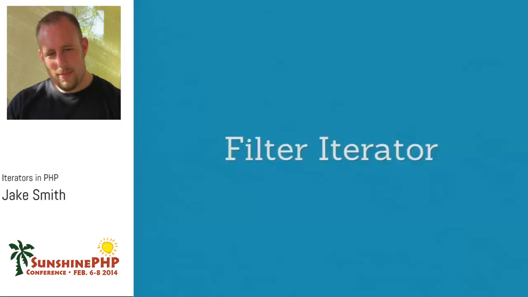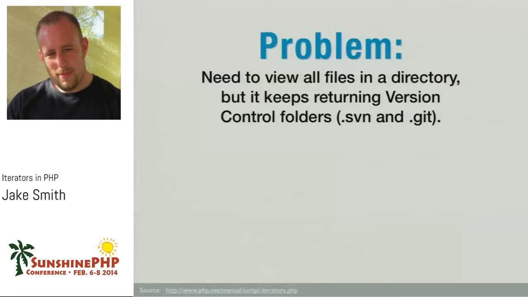So probably my second favorite thing in iterators is the filter iterator. This is one of those outer wrapper iterators. It will actually filter out stuff without you having to do much of anything. So a common problem: I have all these version control folders, and when I list out my directory, I don't want to see any .svn, or if I'm in the root, I don't want to see a .git folder. I don't want you to even mess with that.